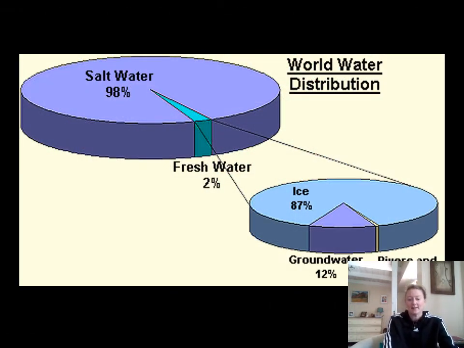So looking at the water breakdown on this earth, you can tell that most of the water is salt water. 98% of the water on earth is salt. That leaves approximately 2% fresh water. And of that 2% fresh water, most of it is locked up in ice or glaciers. The rest can be found underneath the ground in aquifers or in rivers and streams. So we're going to talk a little bit about all the biomes that you can find in salt and freshwater.